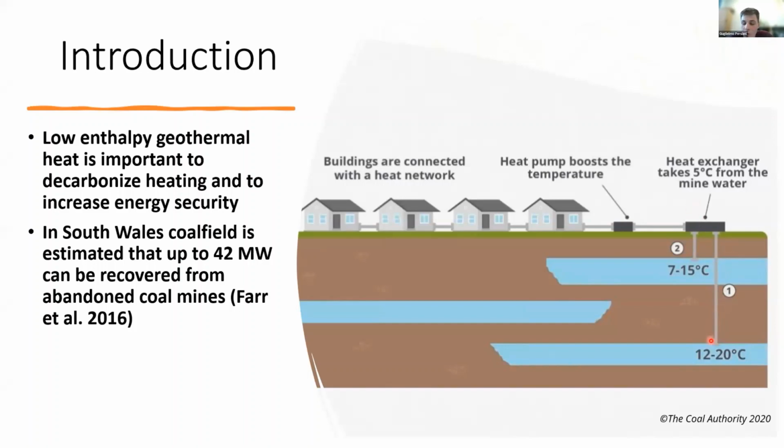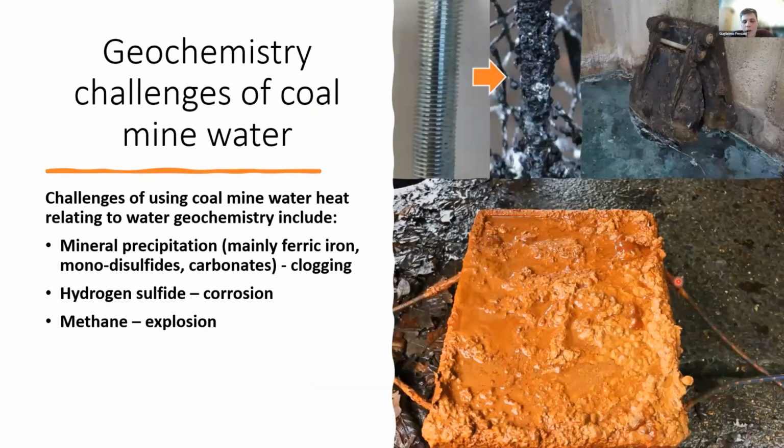We can use the deeper mine workings, which usually contain warmer water, and we can reinject the thermally spent water back into the more superficial mine workings. So actually, this allows us a water balance equal to 0. This is a model example, but there are other ways to use the mine workings for heating purposes. So we will focus more on the geochemistry of the coal mine waters, which is actually required to properly run the heat pumps and the heating schemes.